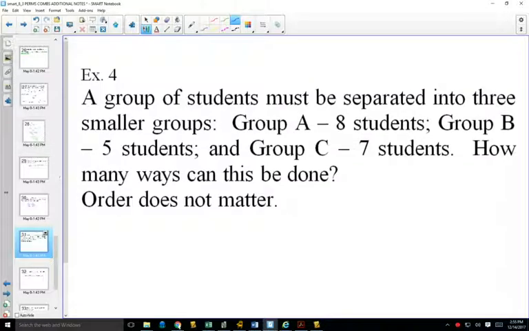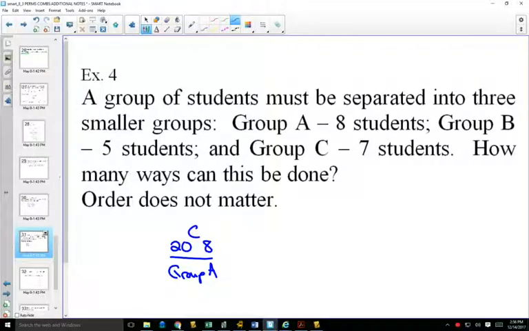Well, how many ways could you pick group A? Is it just 8 factorial? 8 factorial means 8 people arranged in a row. Group A would be, how many people could be in group A? Anyone. There's 20 people in total, right? And I need to choose 8 of them to be in group A.